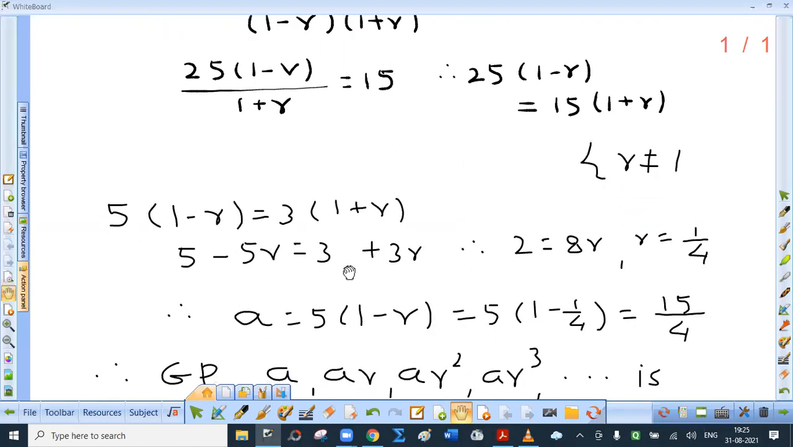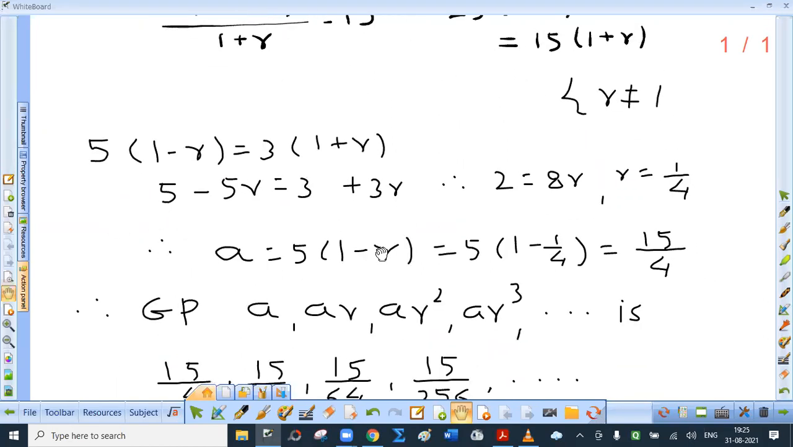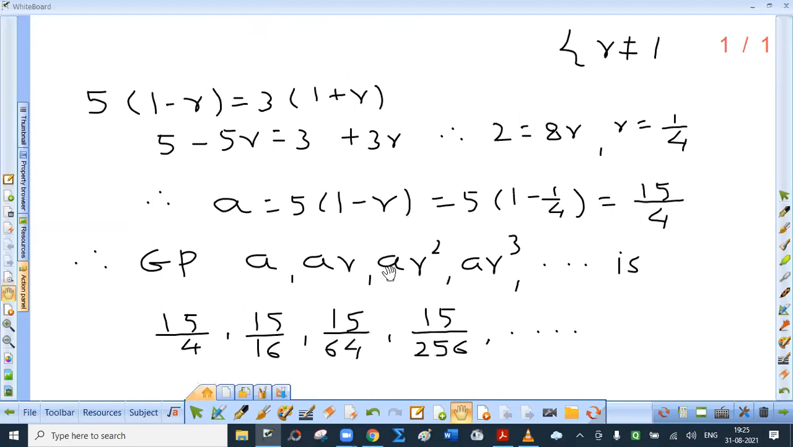So what is a from this? 15 by 4. We are asked to find the geometric progression. It is a, ar, ar square, ar cube. Substitute the values. So finally, what is the GP? 15 by 4, 15 by 16, 15 by 64, 15 by 256, and so on.